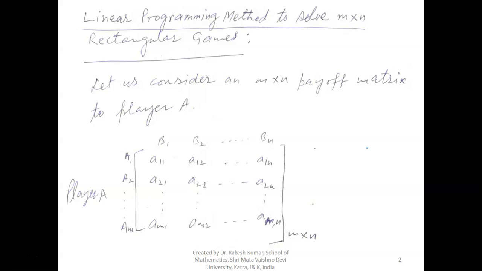So let us consider an m cross n payoff matrix to player A like this. Player A this side, player B this side, and these are the strategies of player A, A1, A2 up to Am, and the strategies of player B are B1, B2, Bn, and these values are the corresponding payoff values a11, a12, a1n, and so on.